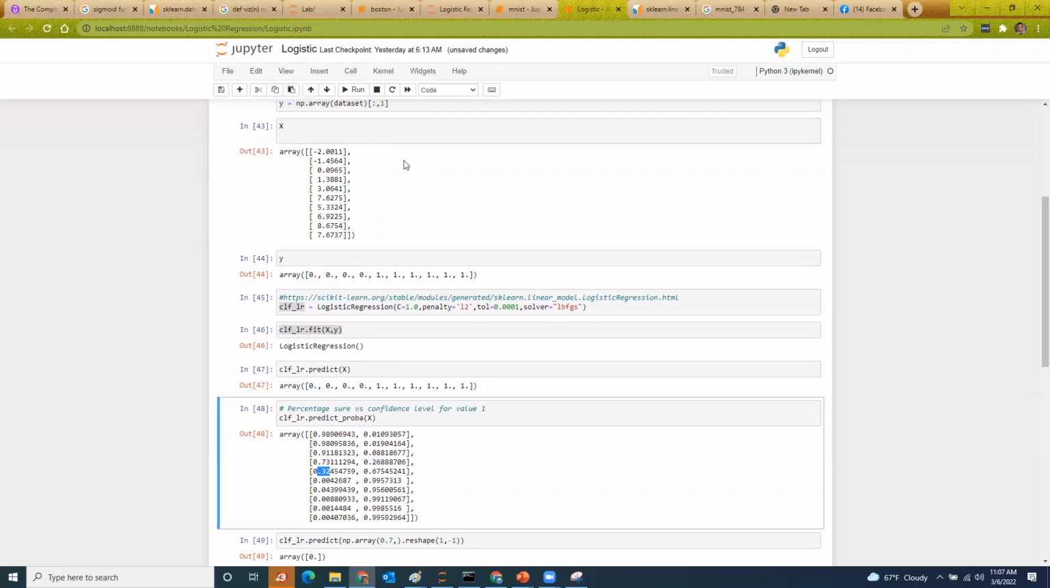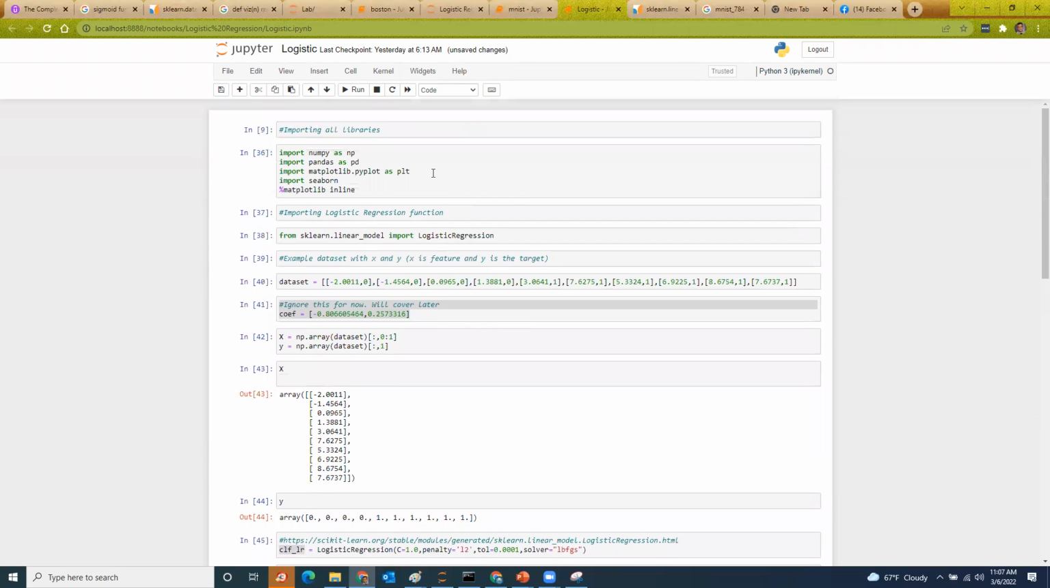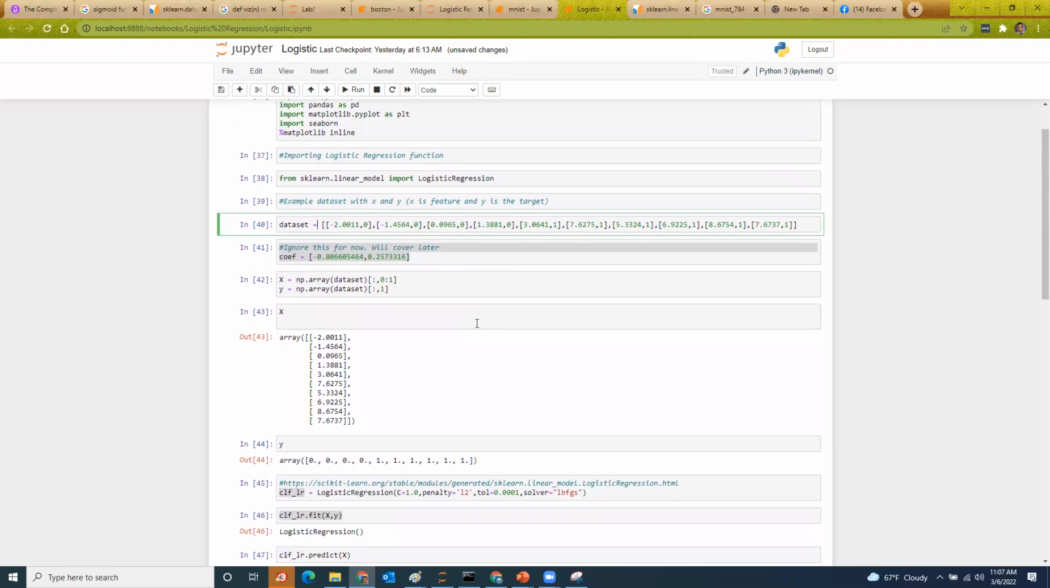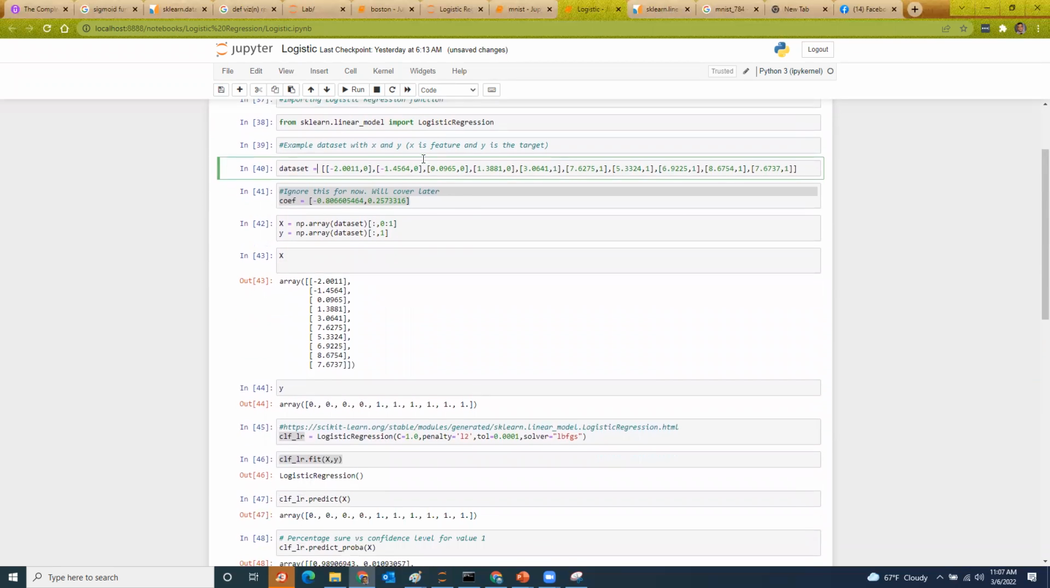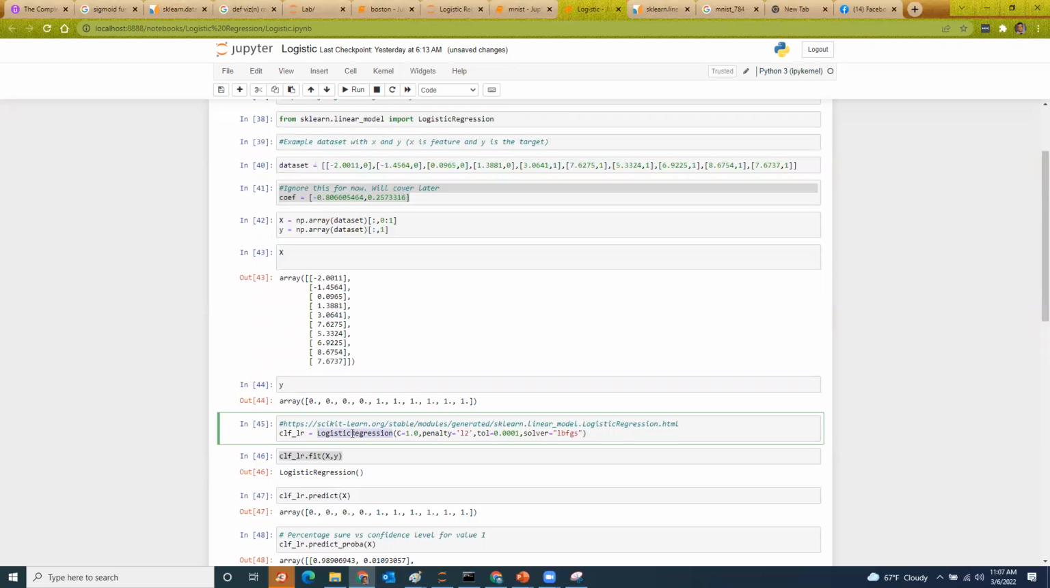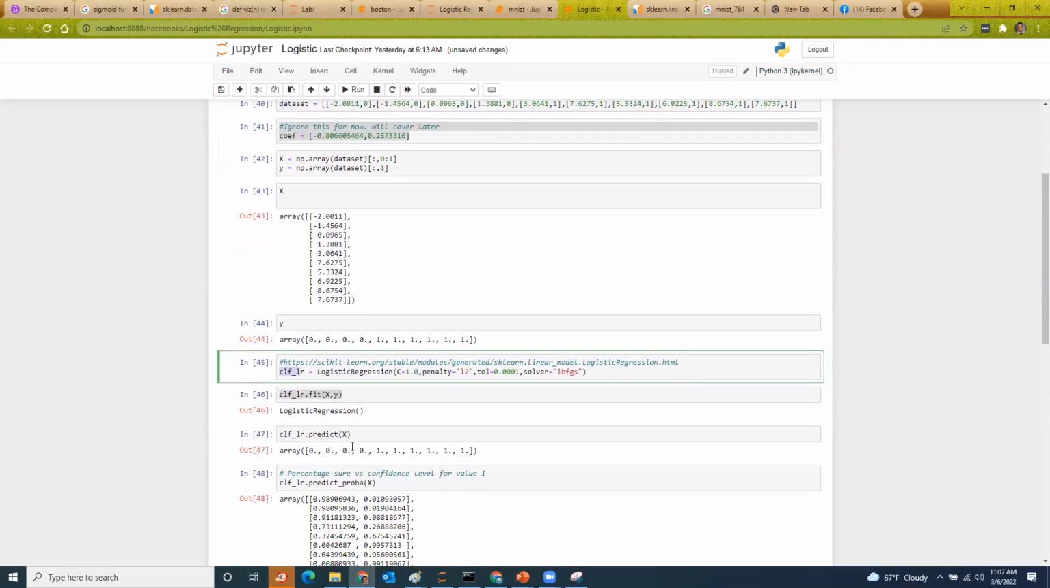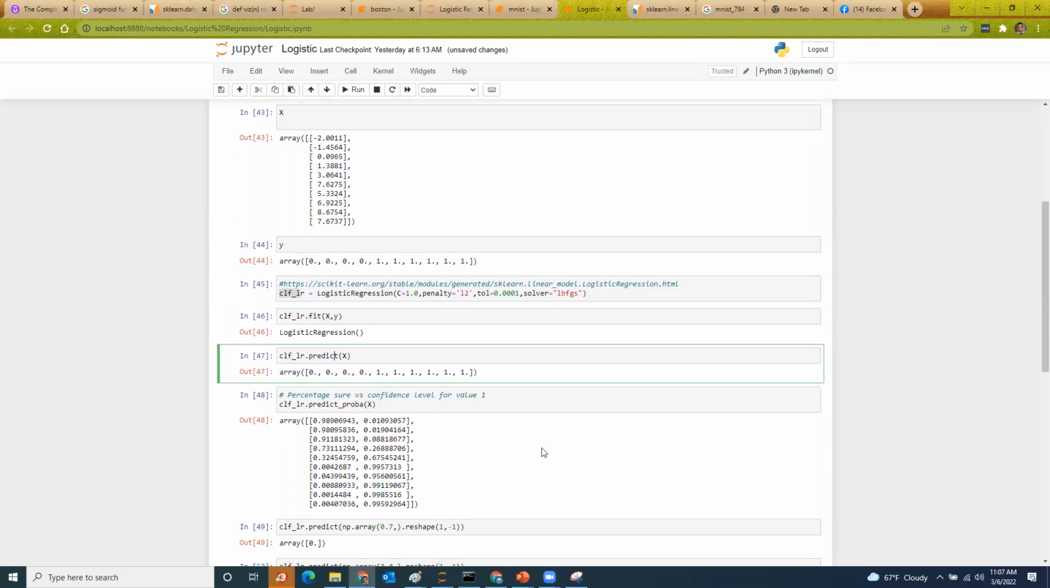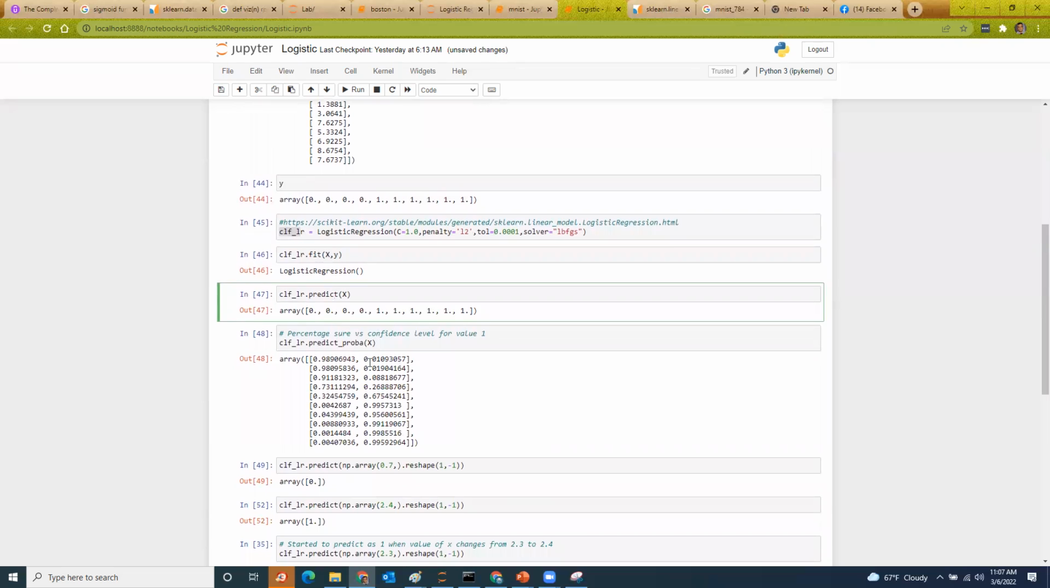I also uploaded this into our Google Classroom. Again, one more time, you are importing the library, you are uploading the data set, and you are creating a model. This is the model you created, and our model name is CLF_LR. Then you are fitting the model with the X and Y, and you started predicting it. And you see the probability, and you start predicting more values.